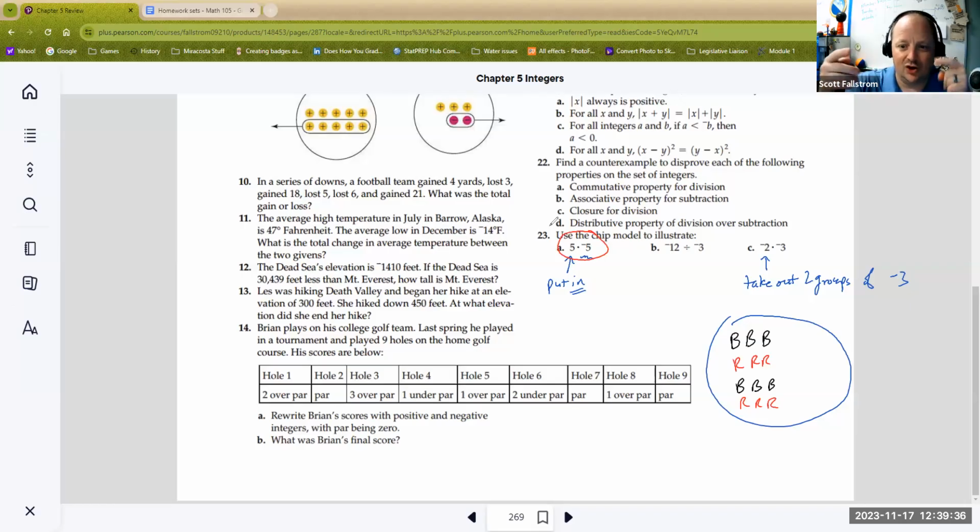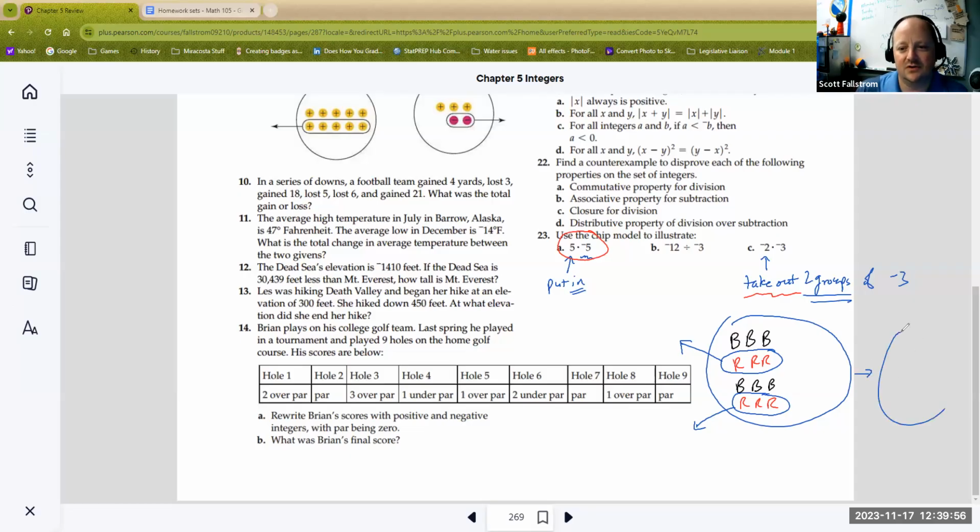The arrows would be showing going in. Here, I need to take them out. And if I am taking them out, then I need to take out 2 groups of -3. So I find a group of -3 and I demonstrate that going away. I remove another group of -3 and there they are. So I took out 2 groups of -3.